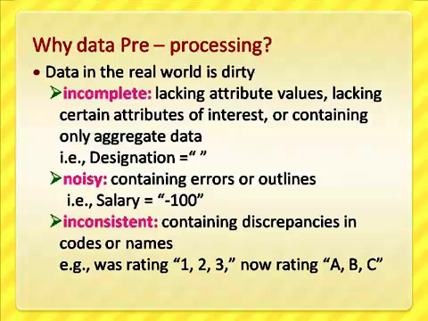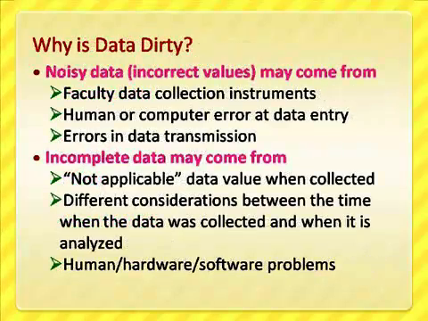Whenever there exist discrepancies in the codes or names of the attributes, then we term the data as inconsistent. For example, age may be provided as a string with number 42 and birthday as 10/10/2001 is an example of inconsistency. Sometimes a rating attribute in one source may be termed as 1, 2, 3 and in another source we may name it as ABC. Sometimes there can also be a discrepancy between duplicate records. In view of all these reasons, data in the real world is dirty.